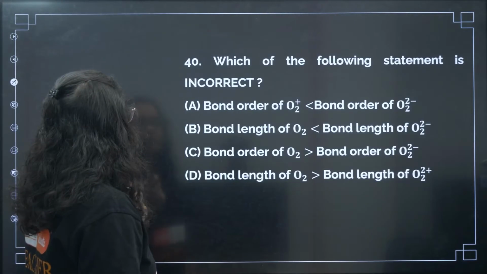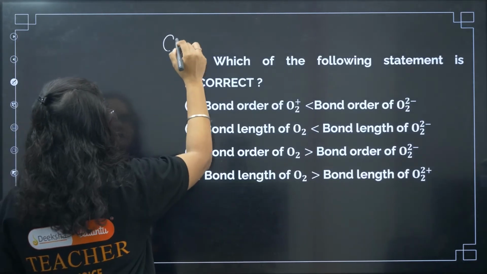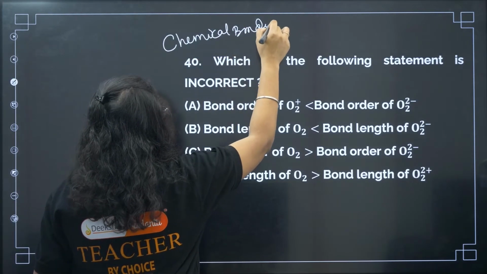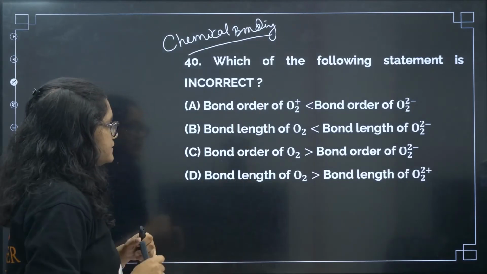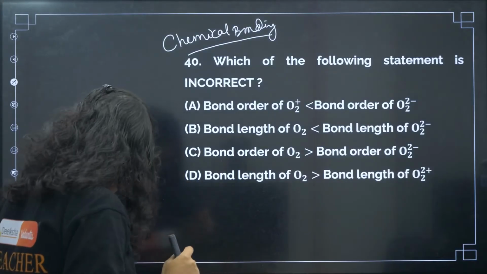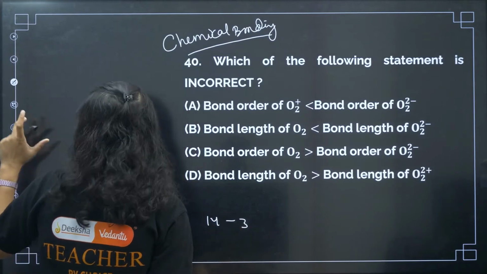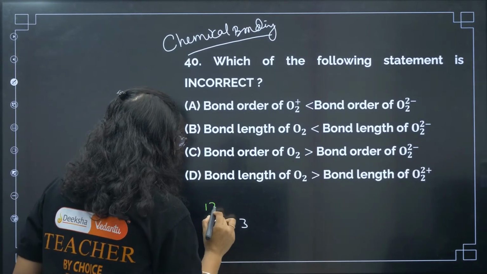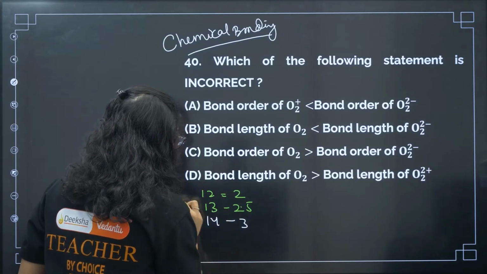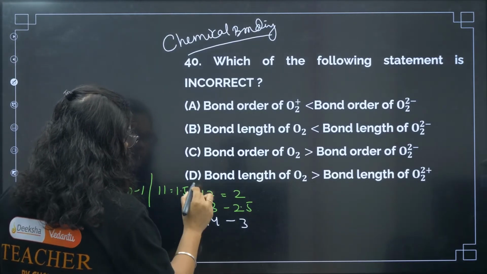Now coming to the 40th question, which of the following statements is incorrect? This question is about bond order. It has come from your chemical bonding, a PU1 topic. Now let us check. Here is a very easy trick that you should know to calculate the bond order. If the total number of electrons is 14, then the bond order is 3. For 13 it is 2.5, for 12 it is 2, for 11 it is 1.5, and for 10 it is 1. These things you need to know.